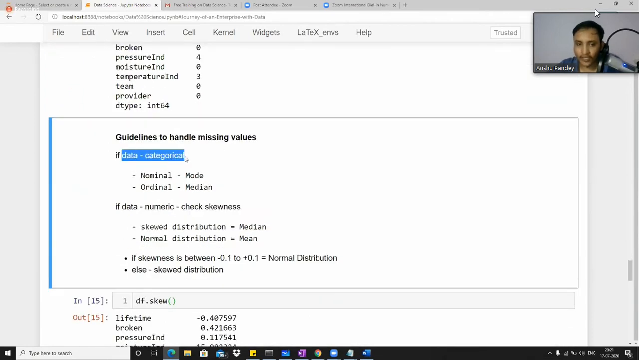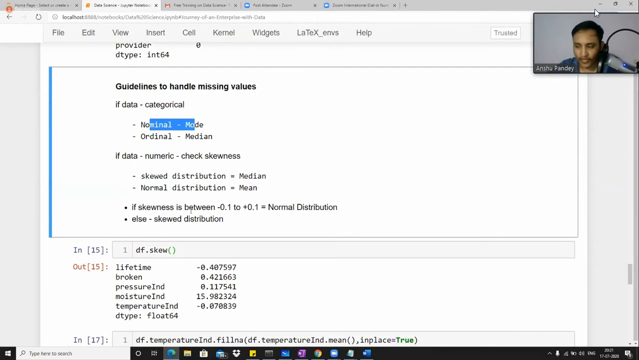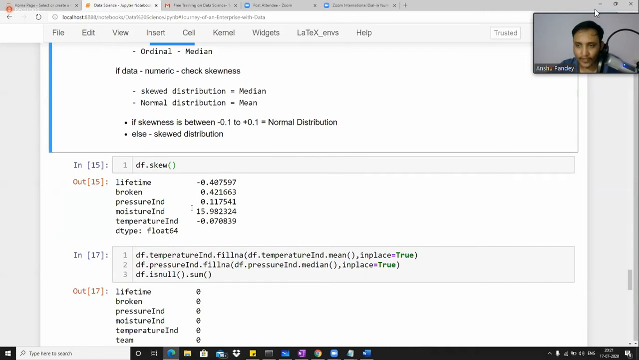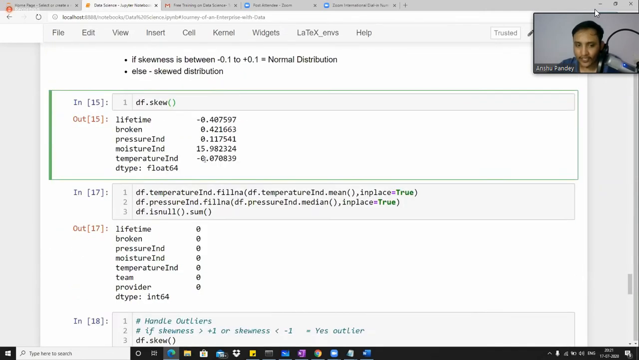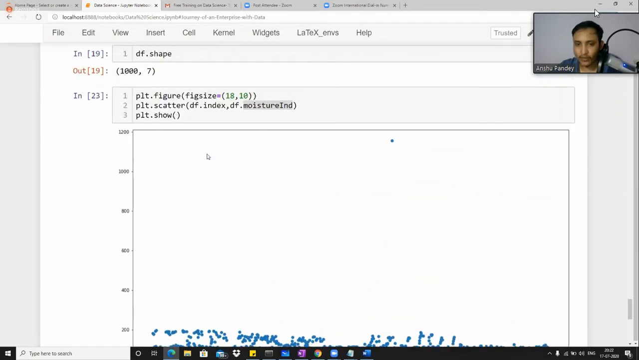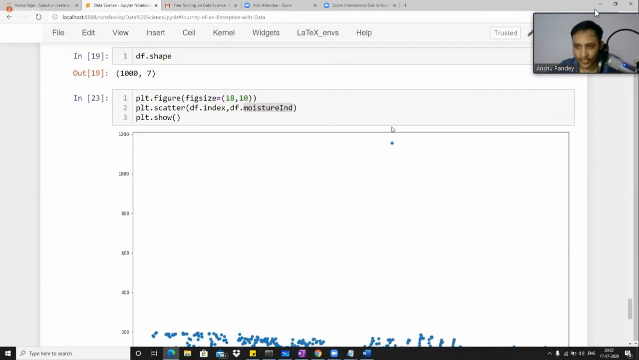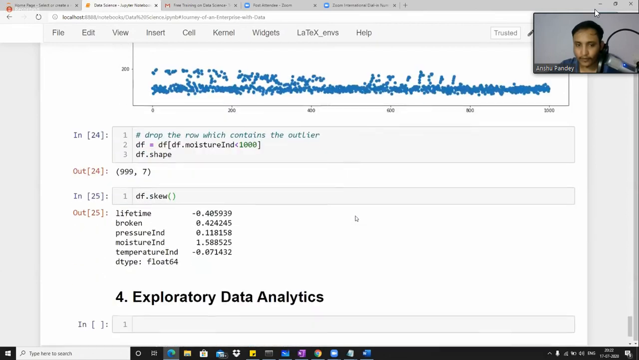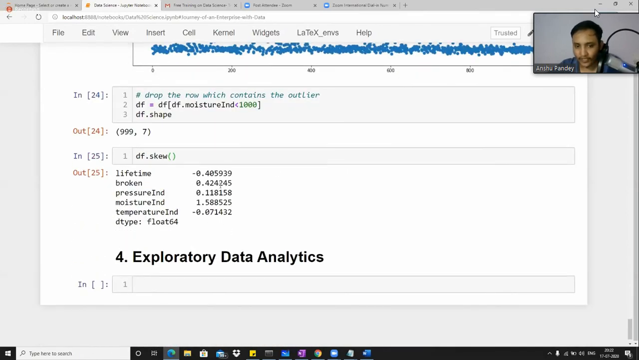So in order to handle the missing values, we looked at that if the data is categorical, if it is nominal, you would want to fill the missing values by mode. If it is ordinal, you would want to fill it by median, right? And for numeric, accordingly, we have different situations. We looked at the skewness of data. We understood the concept of skewness as well, and scaling of data as well. Outlier, we identified that there is an outlier that we have, and we tried to clean that as well, right? So this is what you've seen so far.